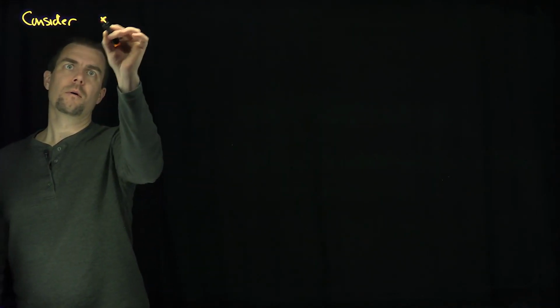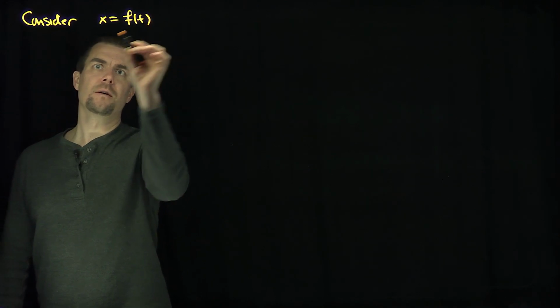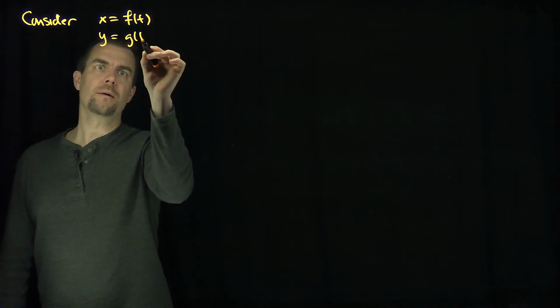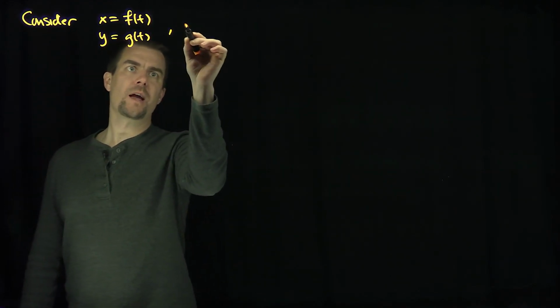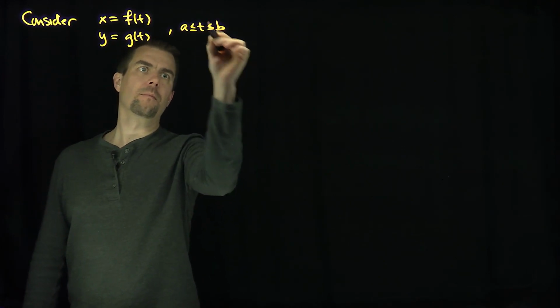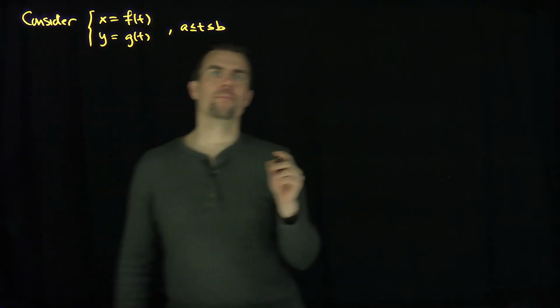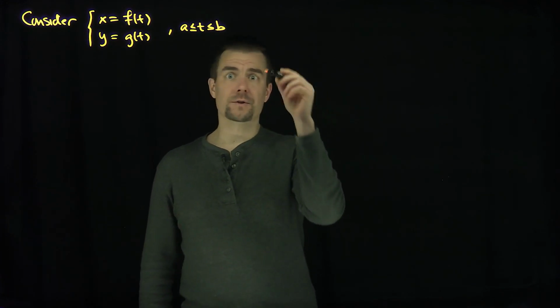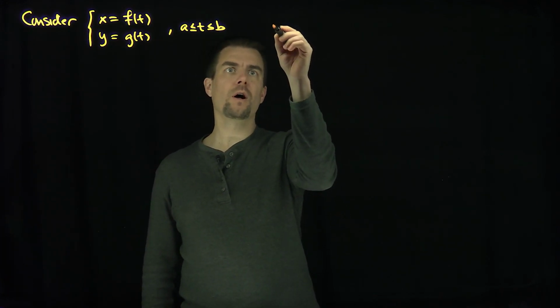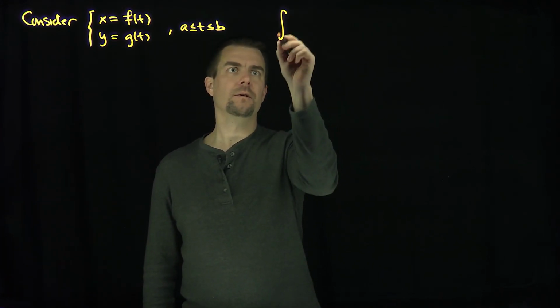Hello students, in this video we'll discuss how to find the area under or inside a parametric curve. Consider the parametric curve x is f of t and y is g of t, and t goes between a and b. There's our parametric curve. Now I'd like to find the area under this curve.